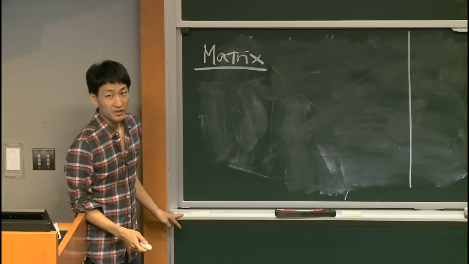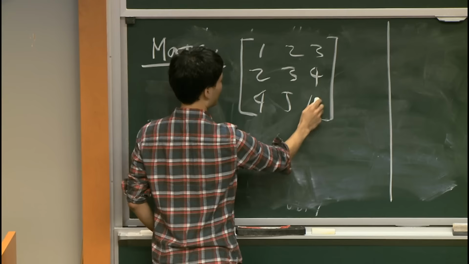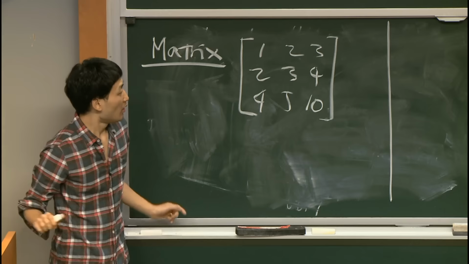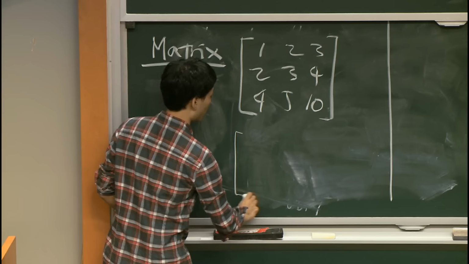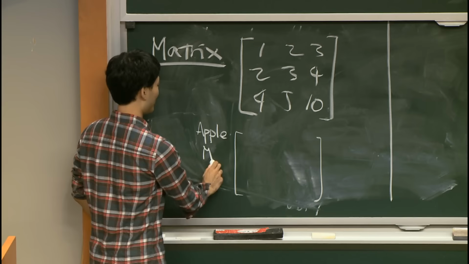A matrix, in a very simple form, is just a collection of numbers. For example, 1, 2, 3, 2, 3, 4, 4, 5, I don't know, 10. You can pick any number of rows, any number of columns. You just write down numbers in a square format, and that's the matrix. What kind of data can you arrange in a matrix? Let me take an example which looks relevant to us. We can index the rows by stocks or companies, like Apple, Morgan Stanley, and then Google.